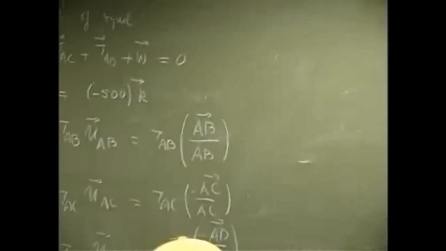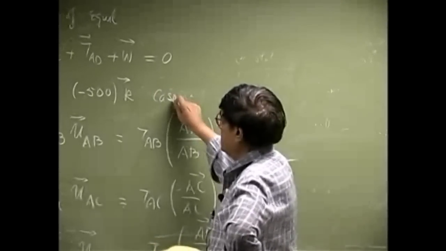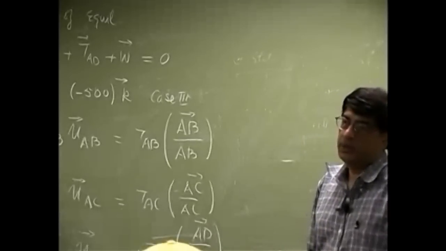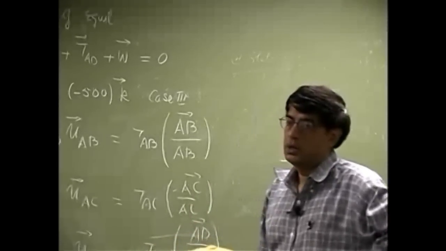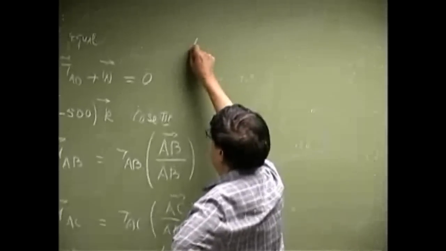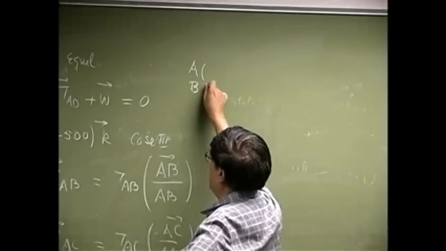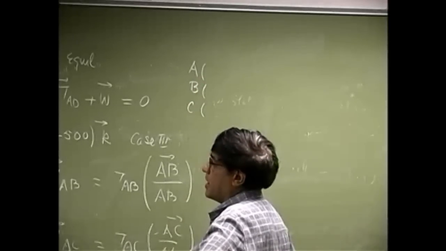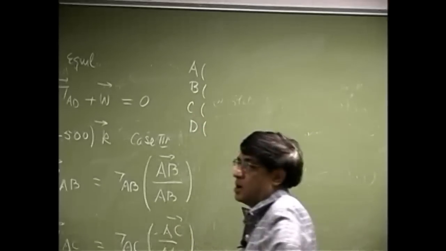So all of these forces we are working with are similar to case 3, where you had the magnitude, which happens to be unknown, and then you have coordinates of two points along the direction of the force. And you need the coordinates of point A, the coordinates of point B, the coordinates of point C, and for point D, you will need the coordinates of point D.